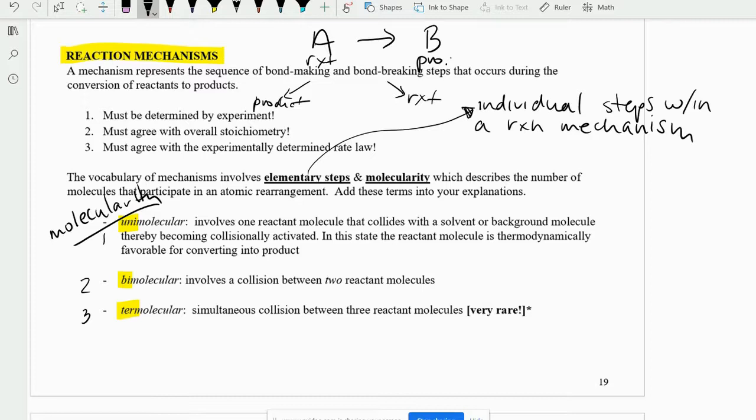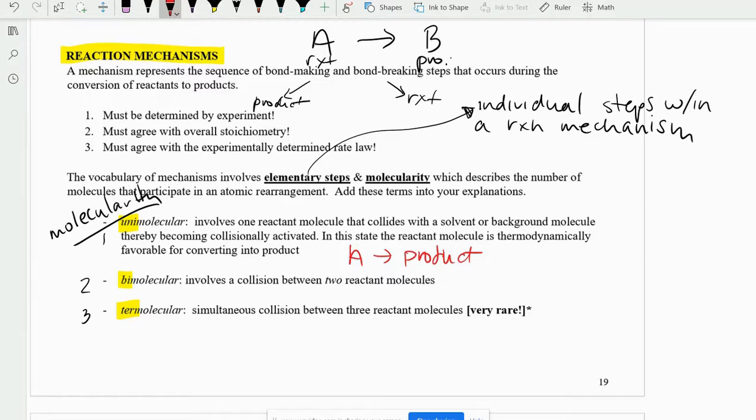Okay, and so a unimolecular reaction simply involves one reactant with a background molecule or a solvent molecule. As a general example here in your notes, you could say A yields products, where A would be our one reactant.